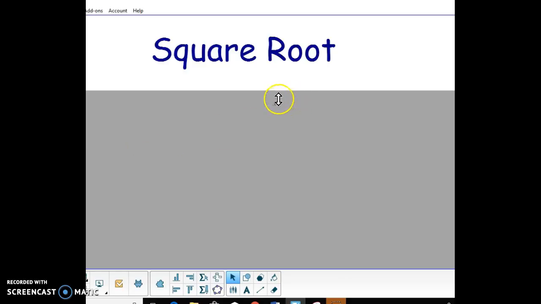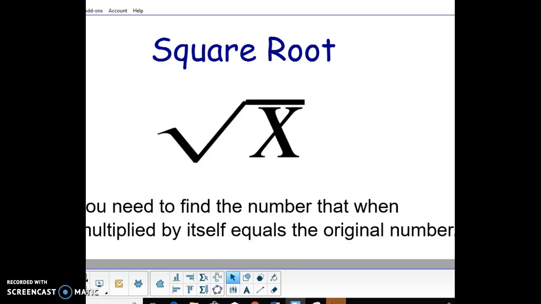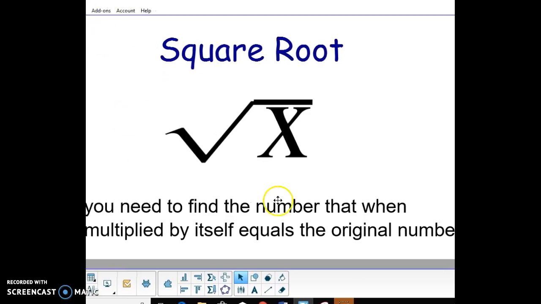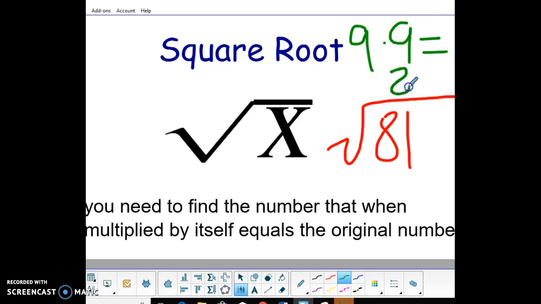Square root. To find the square root of any number, you need to find the number that, when multiplied by itself, equals the original number. The symbol of square root looks like this. So, for example, if I have the number 81 and I want to find the square root of that, I think, what number times what number equals 81? Well, 9 times 9 equals 81. So the square root of 81 would be 9.